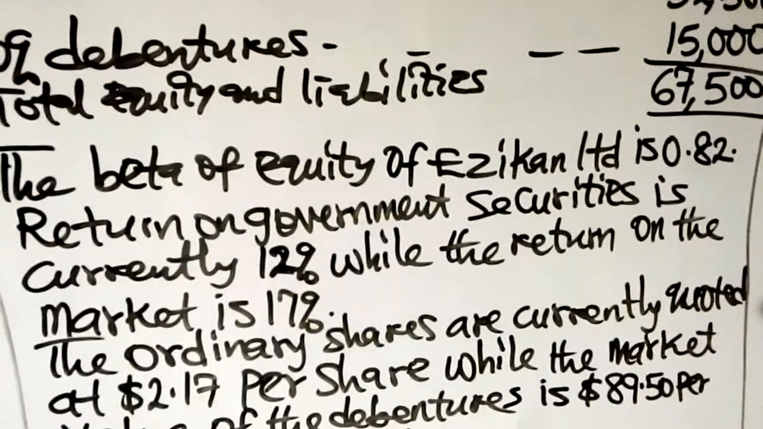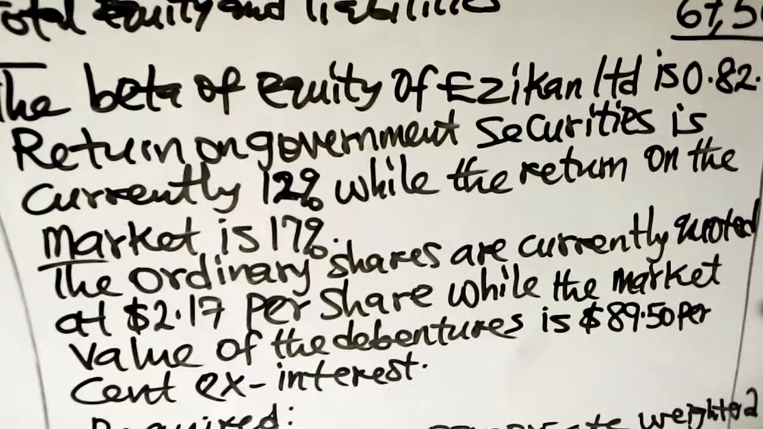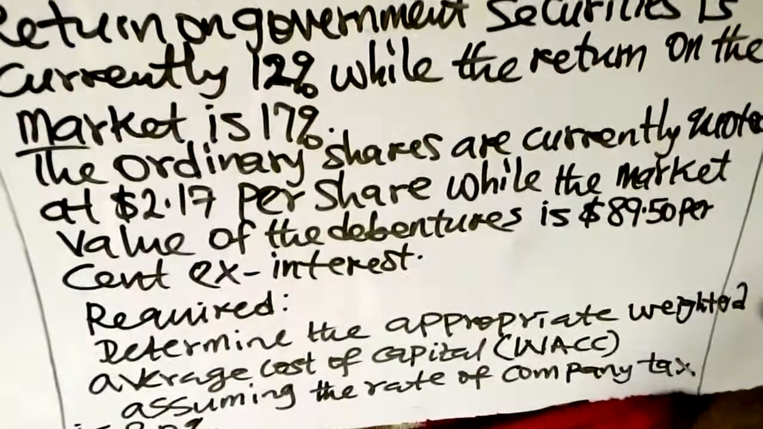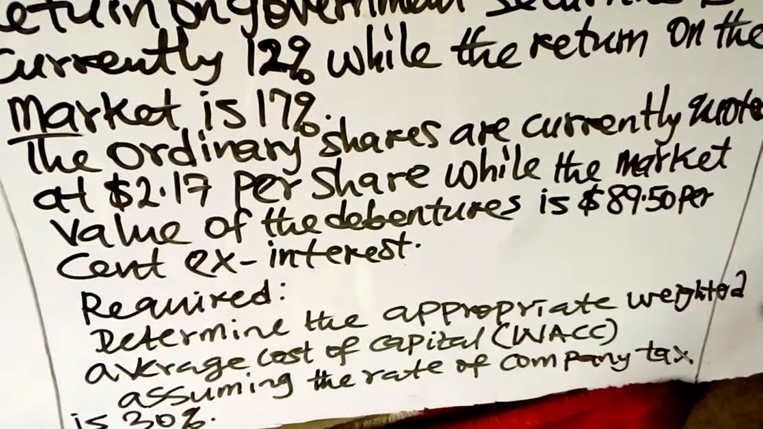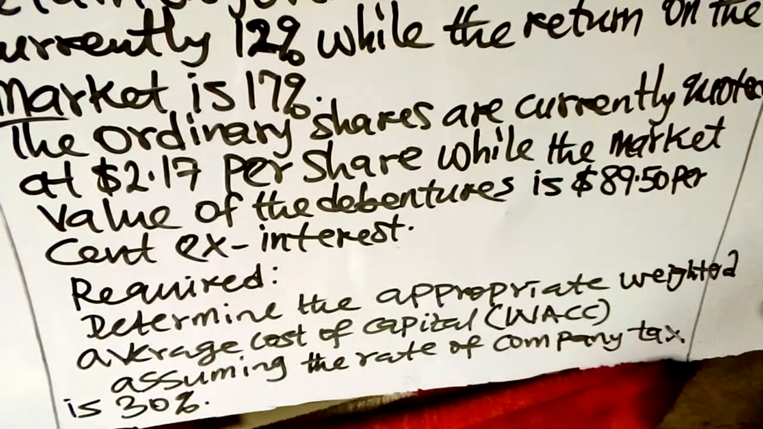So, you were told the beta of equity of Ezikan Limited is 0.82. Return on government security is currently 12%, while the return on the market is 17%. The ordinary shares are currently quoted at $2.17 per share, while the market value of the debenture is $87.50 per cent ex interest. Determine the appropriate weighted average cost of capital, WACC, assuming the rate of company tax is 30%.